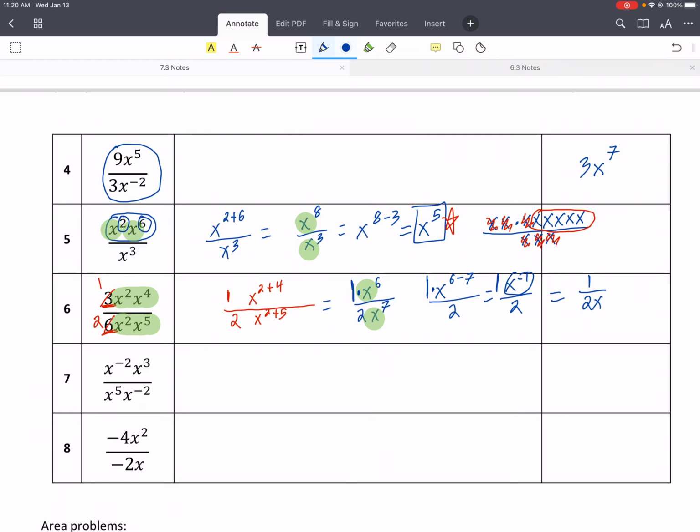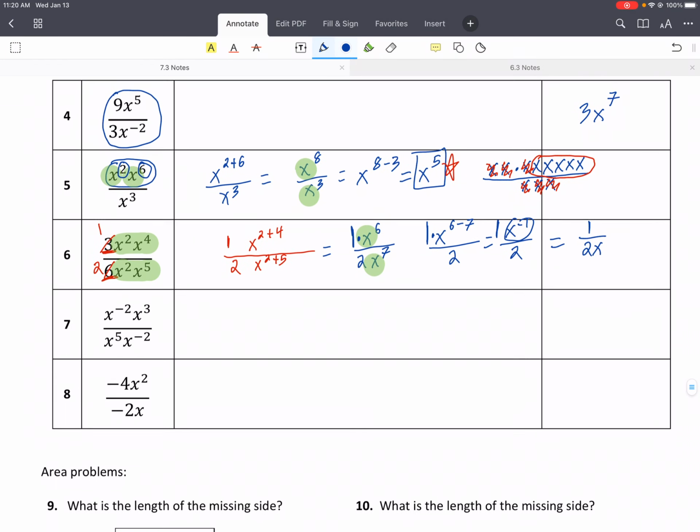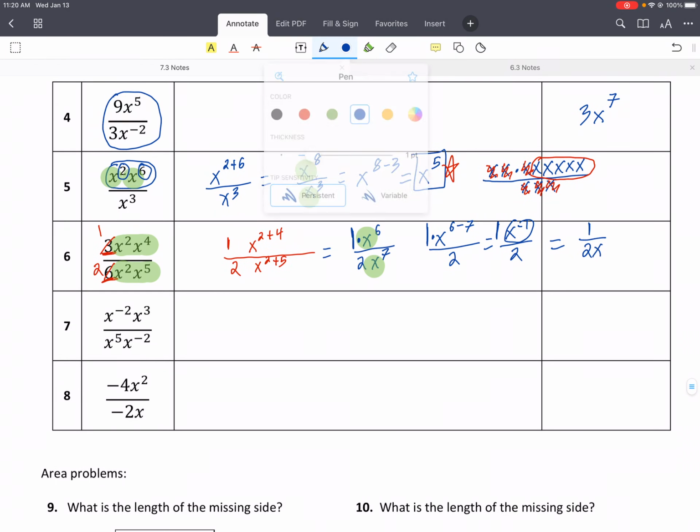Okay? I'll leave you guys 7 and 8 just so you have what the answers are on those. So you should end up with 1 over x squared. And then on number 8, you should end up with 2x.